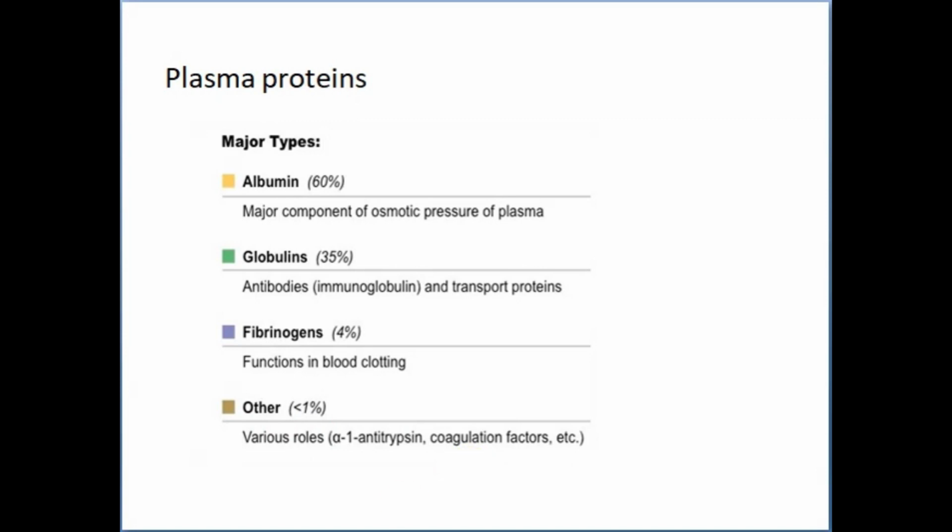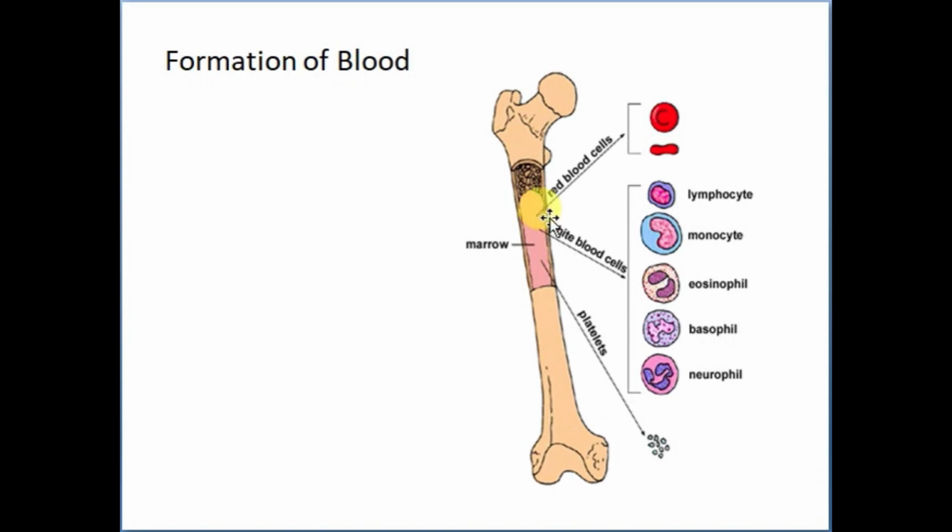Now we'll study the formation of blood. So where is blood formed? Blood is formed in the bone marrow. This is the bone marrow. So in our bone marrow, blood is formed.